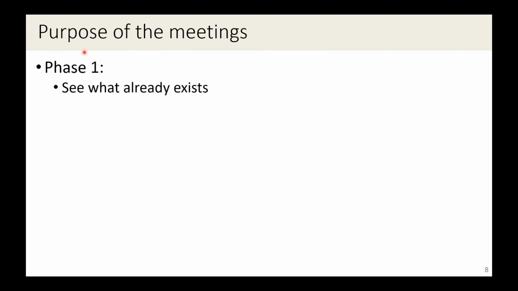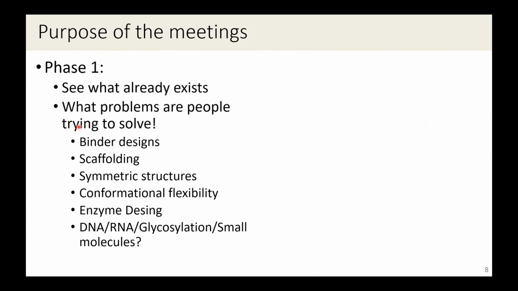So in phase one, the idea is that we'll have presentations on the existing protein design libraries and see what problems people are trying to solve, right? Most people are trying to do binder designs, but as part of the regular protein design tasks, you can also do scaffolding. There's symmetric structures. You can design for conformational flexibility, maybe some enzymes, maybe DNA, RNA, small molecules. So there's a lot of problems. Currently, we have 7 to 8 presentations already scheduled.